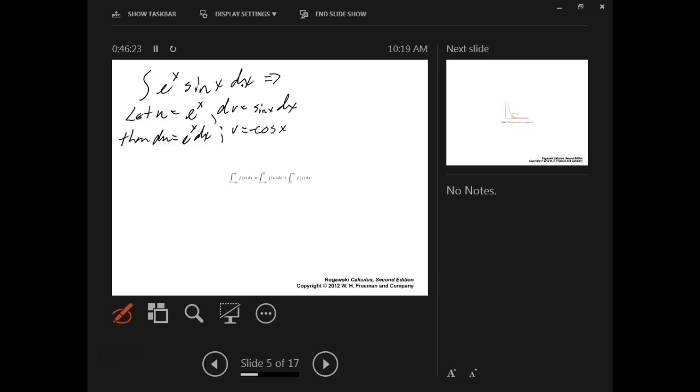Integration by parts says what? uv, which is minus e to the x cosine x. It's usually a minus here, but since you're going to have a minus there, that's going to make it a plus your bottom line here. The integral of e to the x cosine x dx. Whatever's at the bottom.